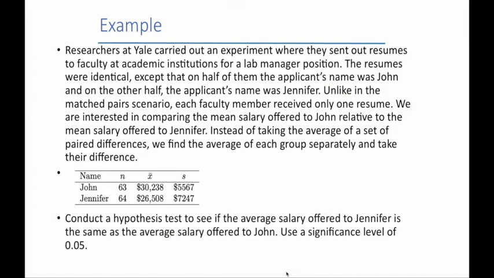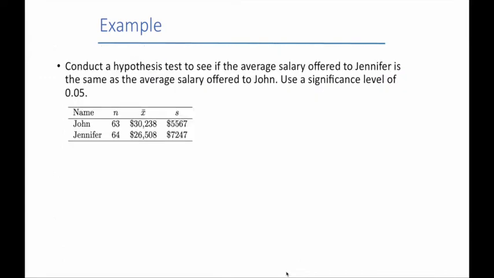Researchers at Yale carried out an experiment where they sent out resumes to faculty at academic institutions for a lab manager position. The resumes were identical, except that on half of them the applicant's name was John, and on the other half the applicant's name was Jennifer. Unlike in the matched pair scenario, each faculty member received only one resume. We're interested in comparing the mean salary offered to John relative to the mean salary offered to Jennifer. Instead of taking the average of a set of paired differences, we find the average of each group separately and take their difference. Conduct a hypothesis test to see if the average salary offered to Jennifer is the same as the average salary offered to John. Use a significance level of 0.05.